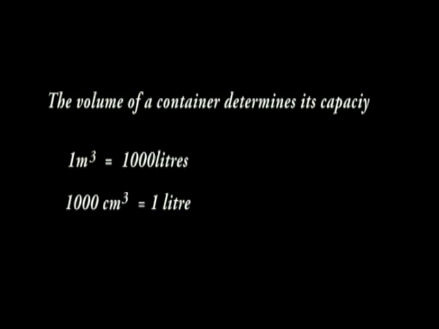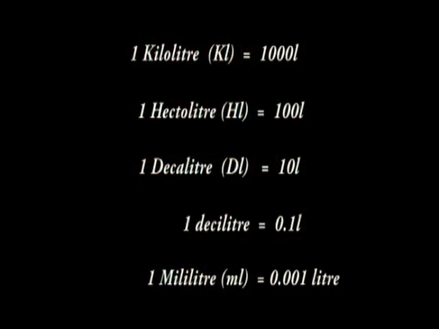Hence, 1 meter cubed is equal to 1,000 liters, as 1,000 centimeter cubed is equal to 1 liter. These two relationships are very common and must be at your fingertips at all times. This table shows some conversions that are less common.